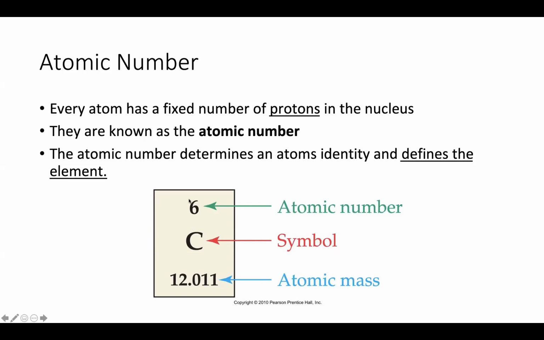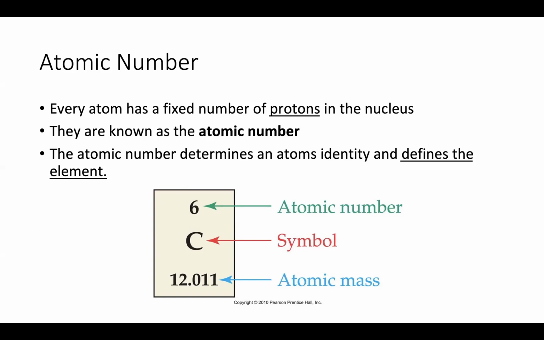So if I gave you a question and I told you to identify the chemical element that had 6 protons in its nucleus, your job is to know that the number of protons corresponds to the atomic number. Okay, so your job would be to look at the periodic table and figure out which element has an atomic number of 6.